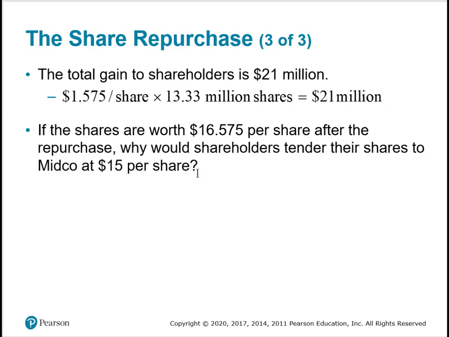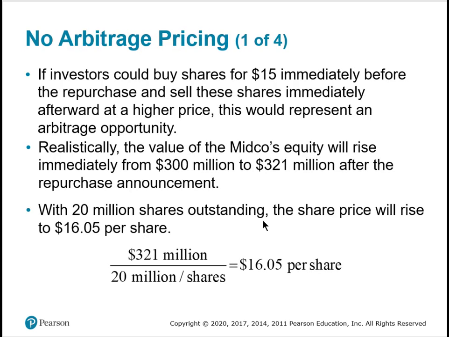We seem to be repeating ourselves here for these last couple of slides. But the question that they ask here is a good question. If the shares are worth $16.58 after the repurchase, why would anybody tender their shares at $15? Well, the question is, who knows about this transaction? If nobody knows about the transaction except for the company, it's private information, then the price should stay $15. It's when people find out about the transaction that the price changes.